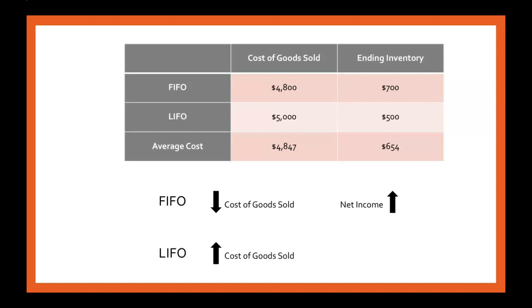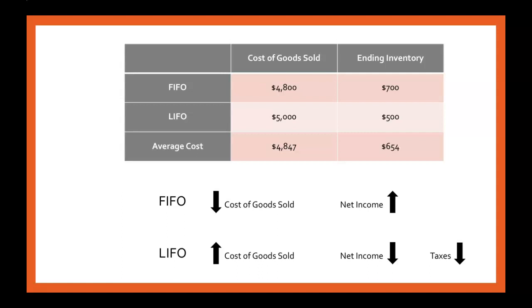So why would you ever be interested in this scenario? A higher cost of goods sold under LIFO would get you a lower net income. Well, if we had a lower income, that also means that we have a lower amount of taxes that we have to pay. And so LIFO will decrease the amount of taxes a company might have to pay on their income.